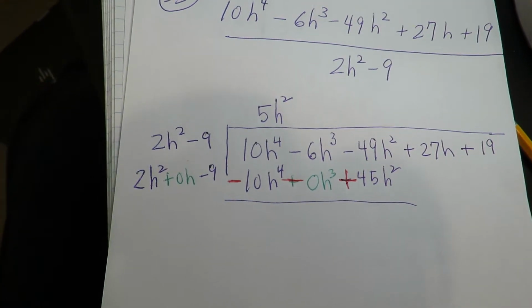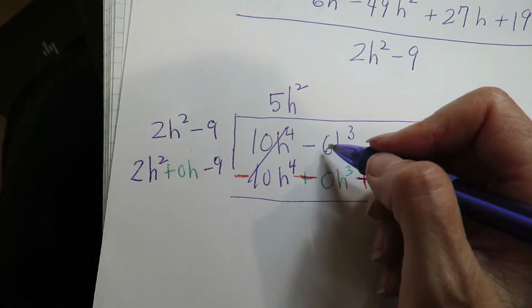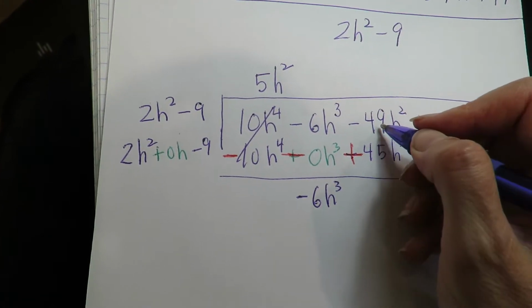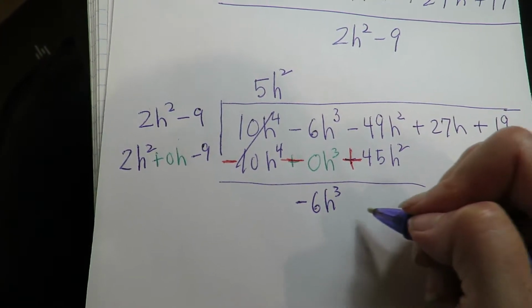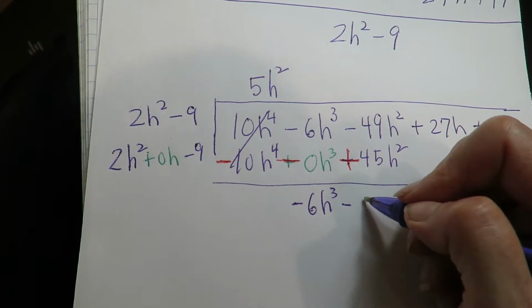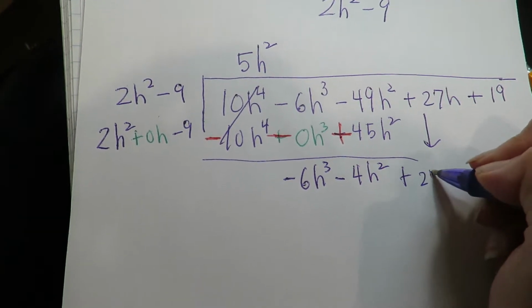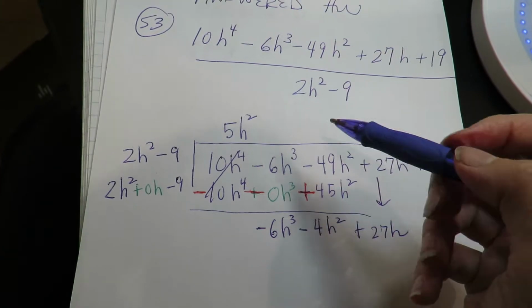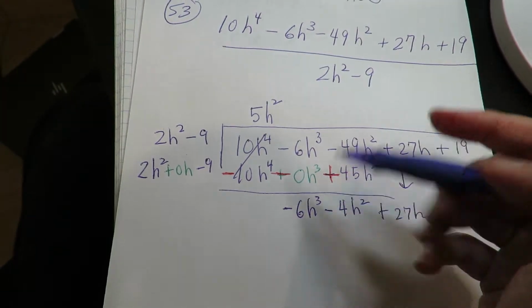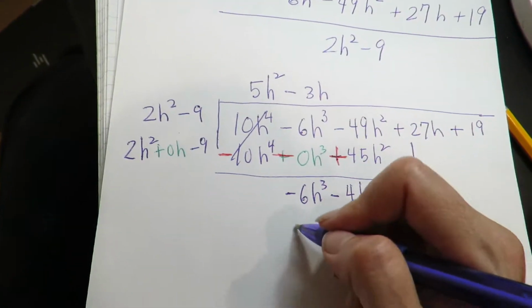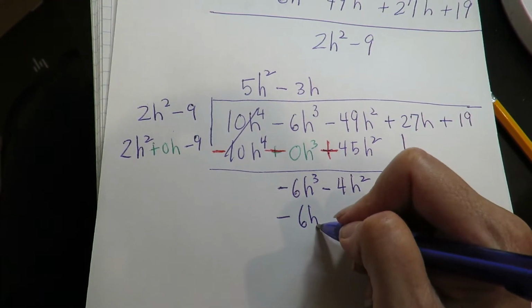Opposite everybody's sign. That goes -6 minus 0 is still -6. This -49 plus 45 is minus 4h squared. Pull down the next guy. All right, let's play it again. This times this makes that, so it's got to be a -3h. Right, got to match it exactly the first swing through.